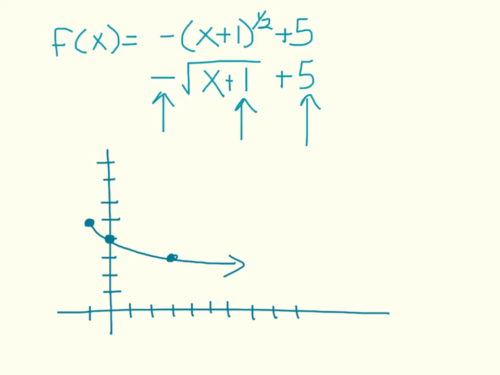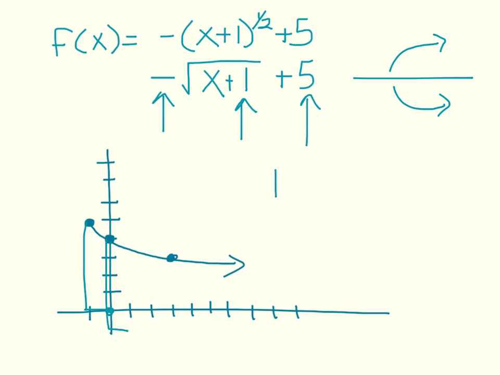So the reflection turns it from this kind of curve to this kind of curve, basically flips it over the x-axis. The plus 1 then shifts it all, so 0, 0 goes to the left 1 unit, and then plus 5, up 5. And so then this point up to here, and so on.